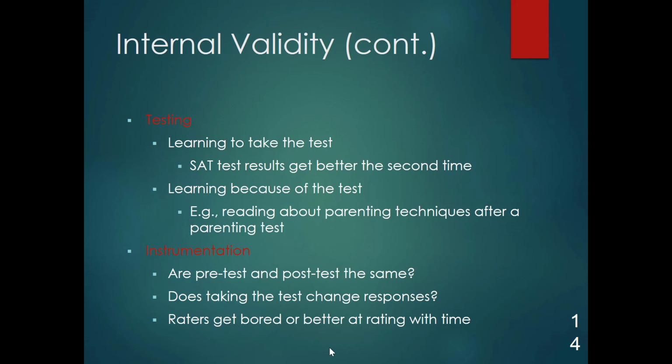Instrumentation refers to unintended changes in the way that the dependent variable is measured over time. Instrumentation can arise from problems with the measuring instrument and the observer. For example, an observer may get bored or they may change his or her rating style during the study. And so that can affect the results as well.